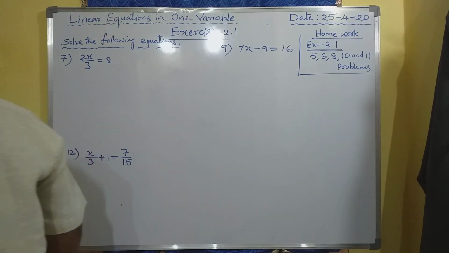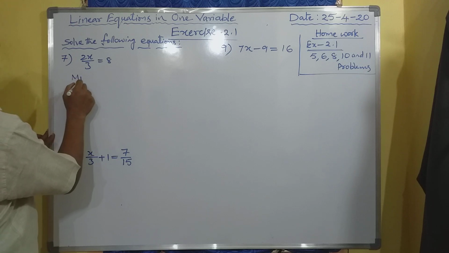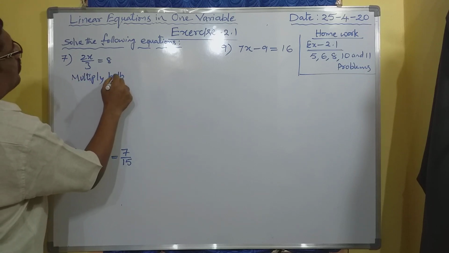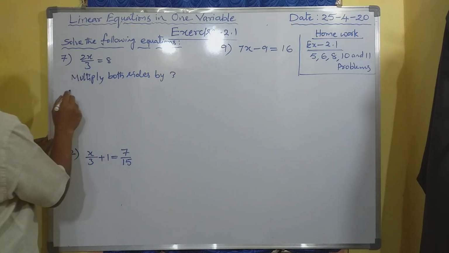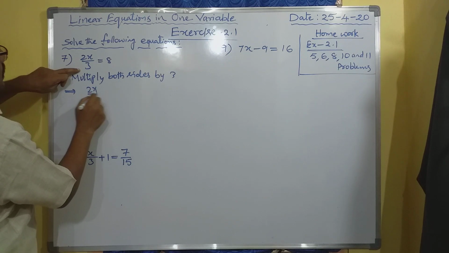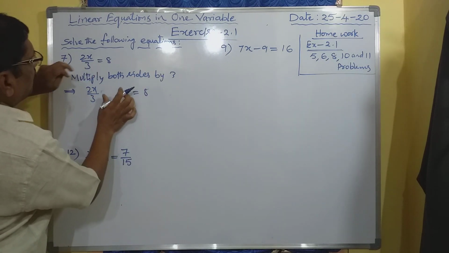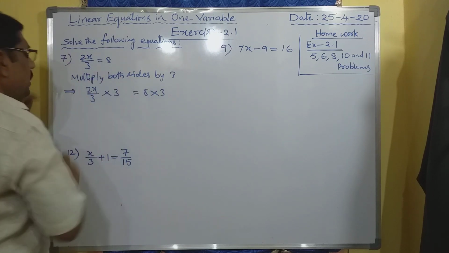So here we need to write, multiply both sides by 3. Then what will you get? Here 2x by 3 multiplied by 3 is equal to 8 is given. So let us multiply 3 in the numerator and the denominator.